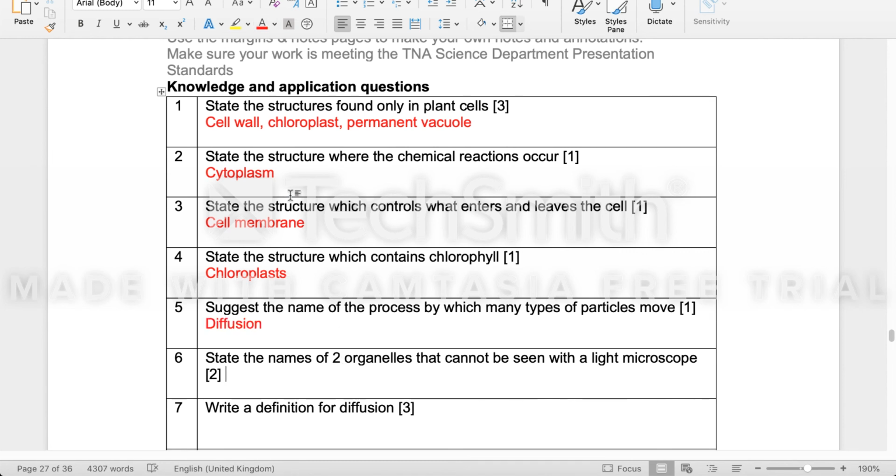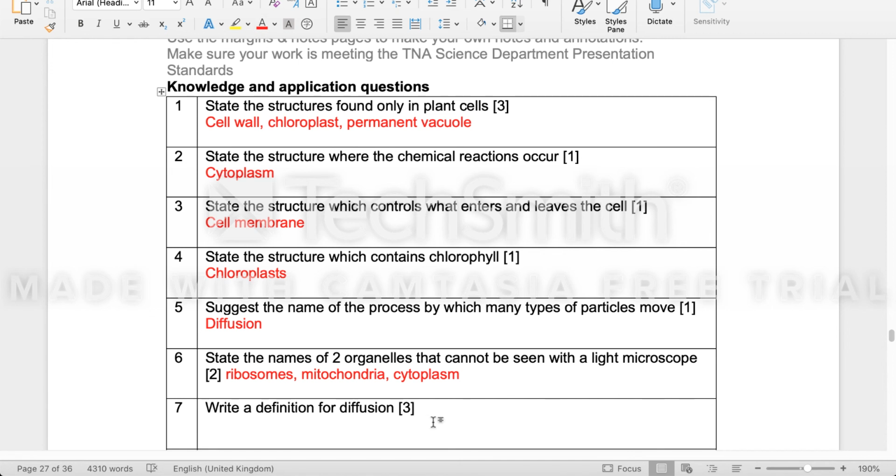And number 6, state the names of 2 organelles that cannot be seen with a light microscope. So you can put ribosomes, and you cannot see mitochondria. I'll accept that as well. You can even put cytoplasm. All right, and I wouldn't put chloroplasts on there because they are green, so you can actually see them quite well, just not in the detail that you would want with an electron microscope.